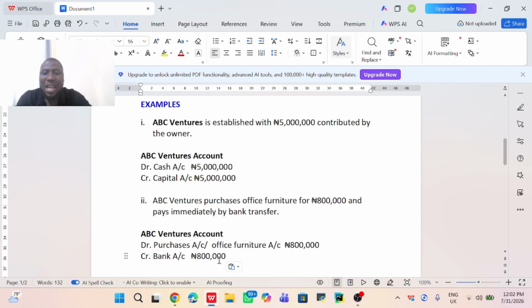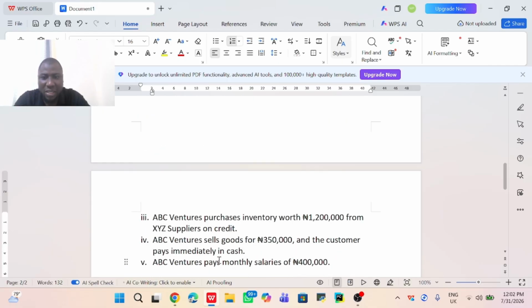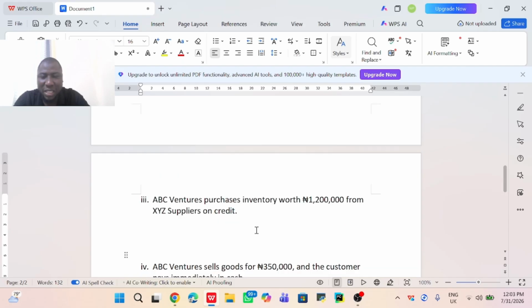Don't forget, for every debit entry, there must be a corresponding credit entry. For every credit entry, there must be a corresponding debit entry. Debit the receiver, credit the giver. Bank is the giver. That's the reason why we credit bank. Right? So, let's continue. Another example. I think this should be the last example for us today because of time.